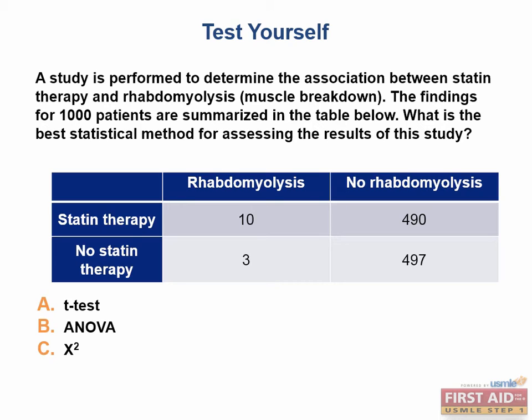Hence, a chi-square test would be the most suitable for determining whether there is a statistically significant association between statin therapy and rhabdo. Don't be fooled into choosing a two-sample t-test just because there are two groups of patients being compared here.